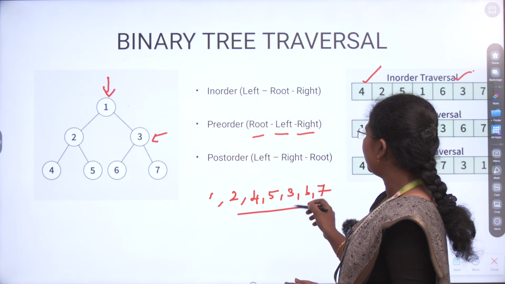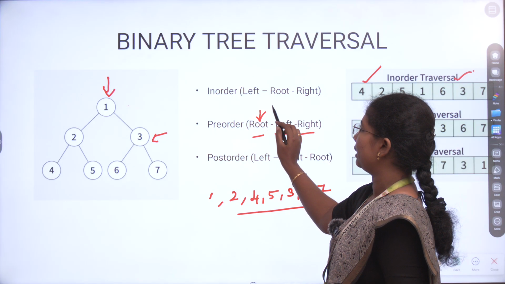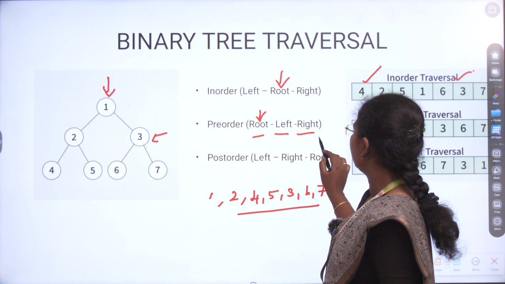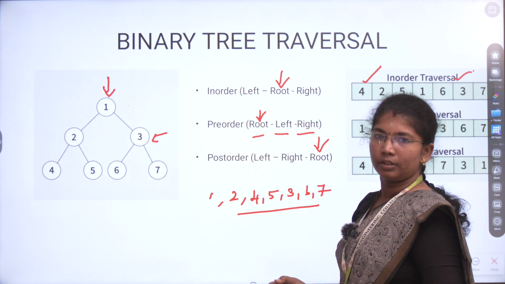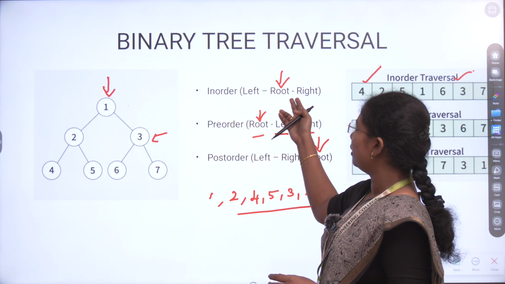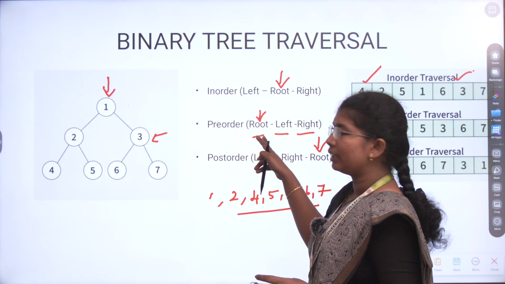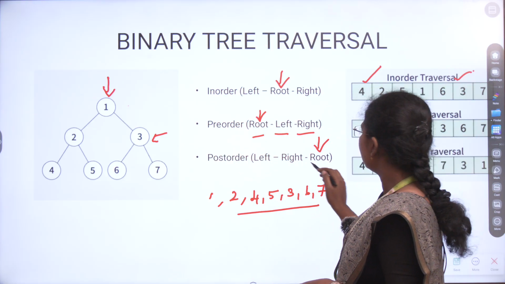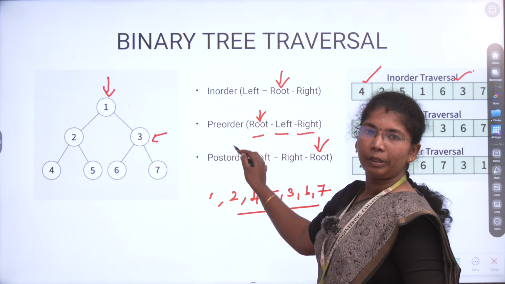Okay, so in pre-order the root will be in front, in order the root will be in the middle, and in post-order the root will be in last. So from this you can keep that in mind. Root will be in the middle for in order, in front for pre-order, and in last for post-order. Okay, so in this way you have to calculate pre-order.